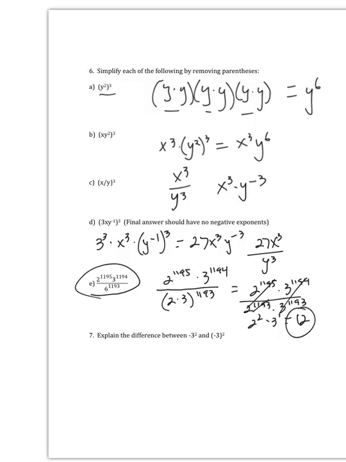Okay, difference between negative 3 to the second and negative 3 in parentheses to the second. Okay, order of operations for the first one says the first thing we do is raise 3 to the second, which is equal to 9.